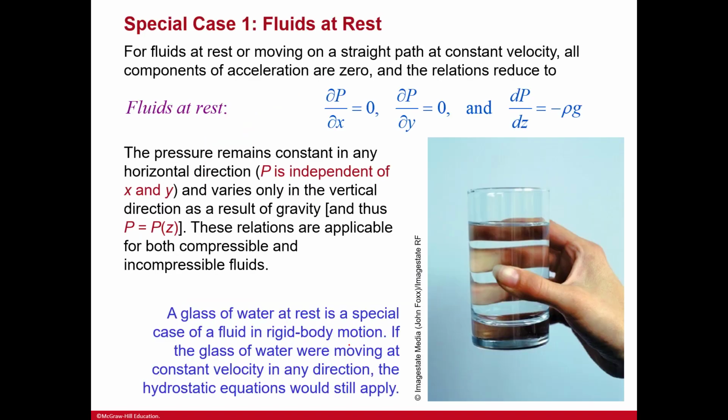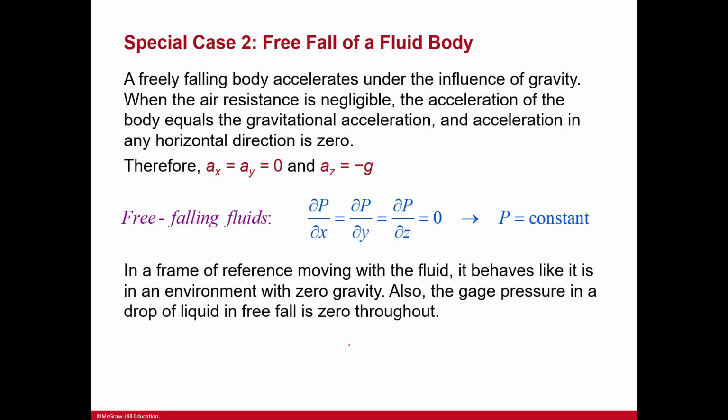And of course, there are also special cases. There's fluid at rest, and here's that information, and pressure remains constant in any horizontal direction. P is independent of X and Y. Special case 2, a free fall of a fluid body, and here's that formula as well, and pressure is constant. In a frame of reference moving with the fluid, it behaves like it is an environment with zero gravity. Also, the gauge pressure in a drop of liquid in free fall is zero throughout.